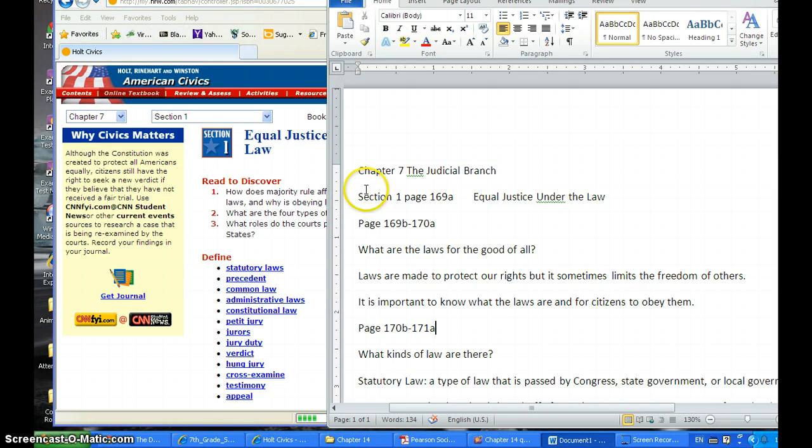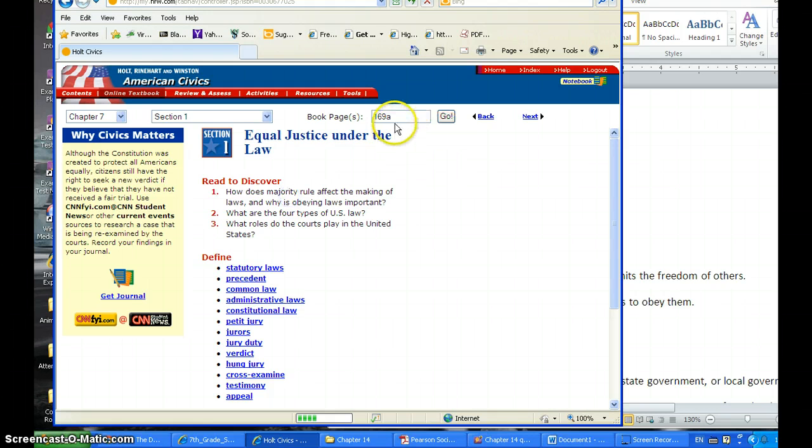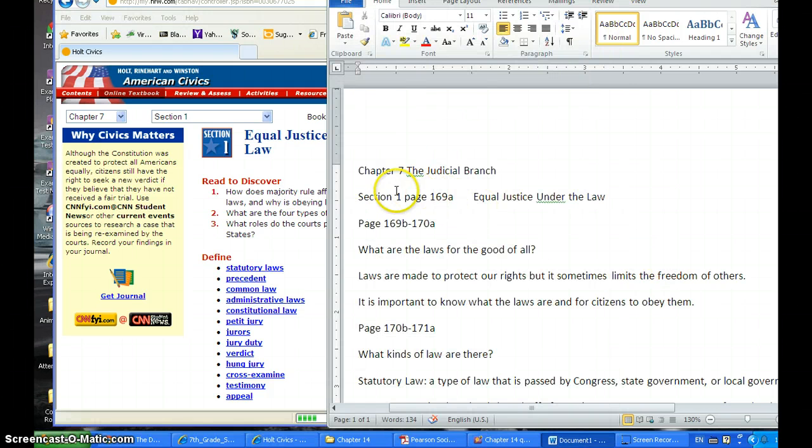So the first thing that I did was I wrote down the chapter and the chapter title. So chapter 7, the judicial branch. Section 1 starts on page 169A. So I wrote that section and the page number at the top. This is a good technique to use because when you want to go back to your notes when you're doing an assignment or studying, you know exactly where you need to go. Equal justice under the law is the title of this section, so I just put that in there also.